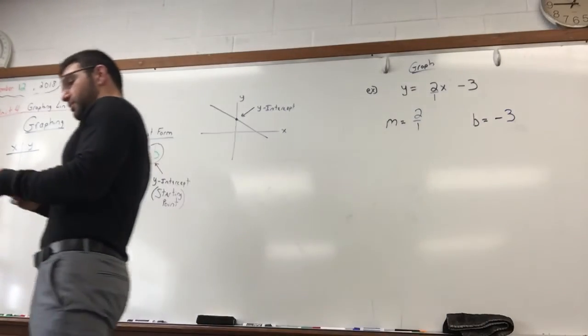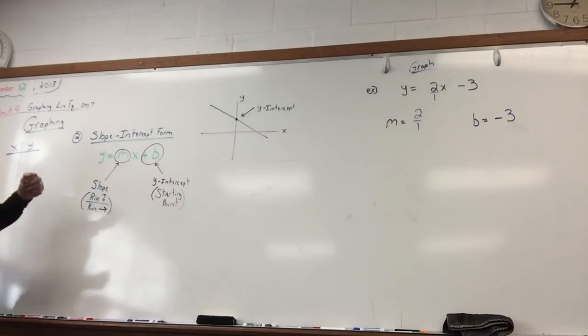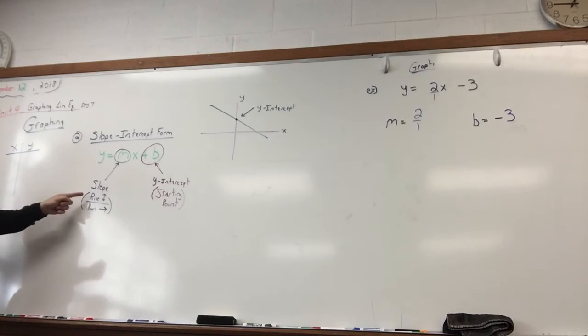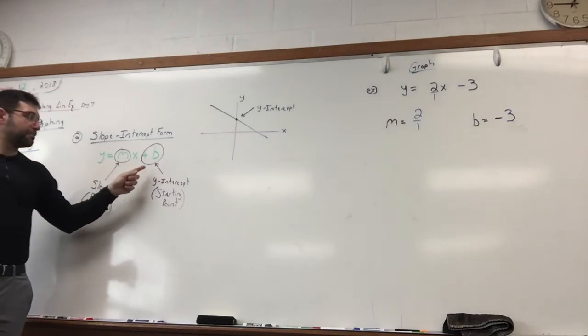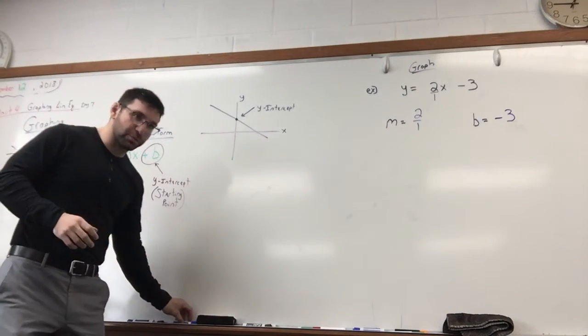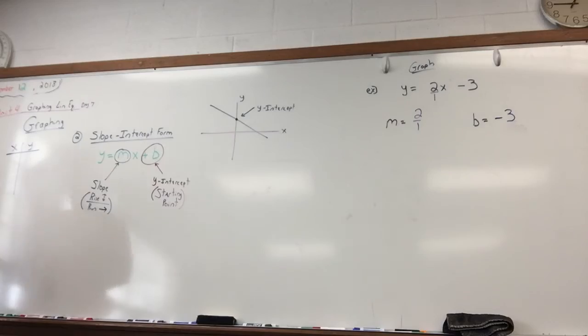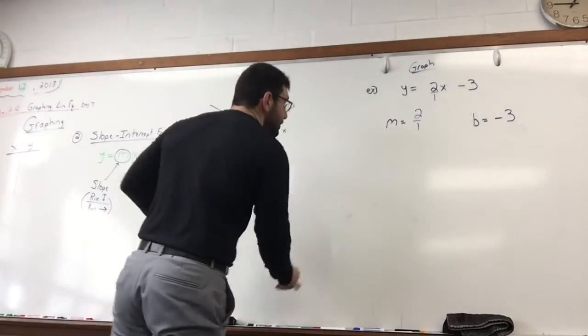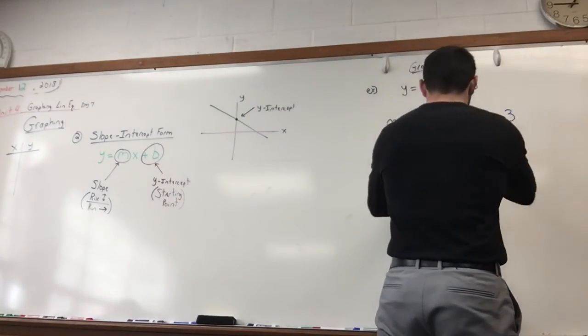Okay. So now pause. Slope is rise over run. My b, which is my y-intercept, is my starting point. So now, get your rulers. Let's make a coordinate grid.